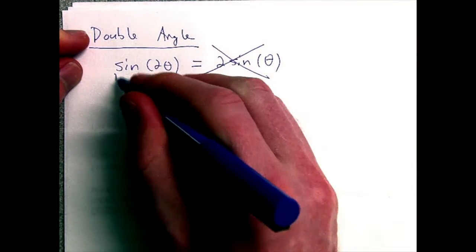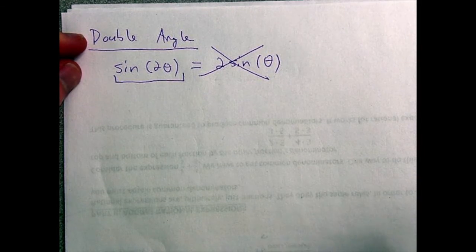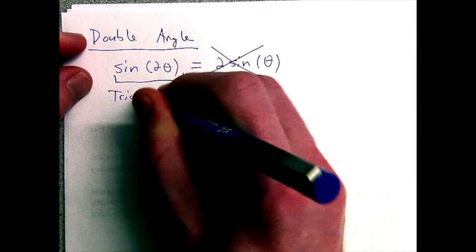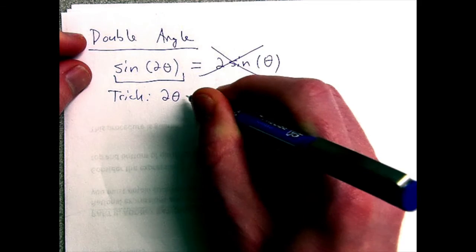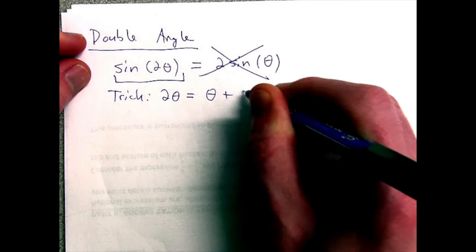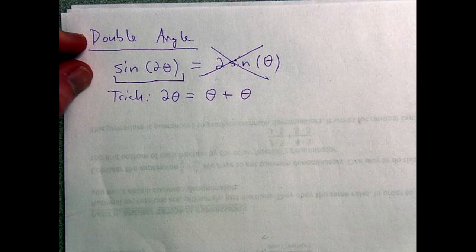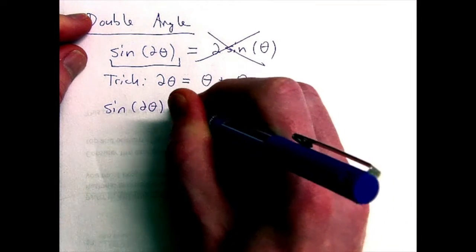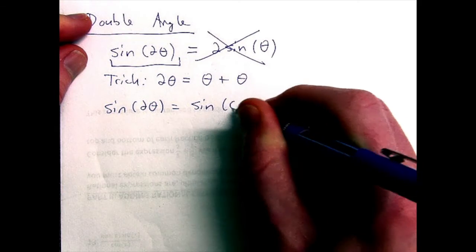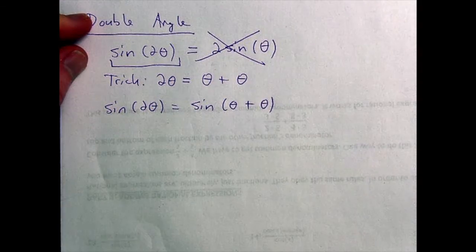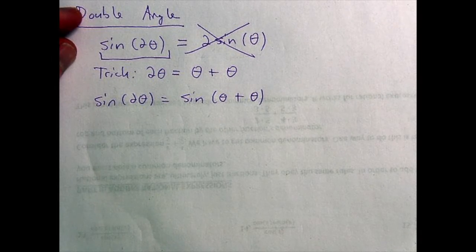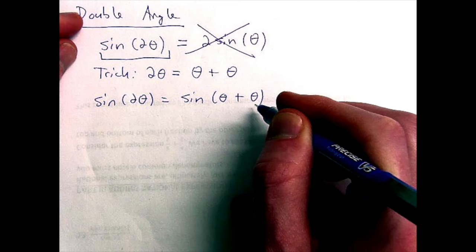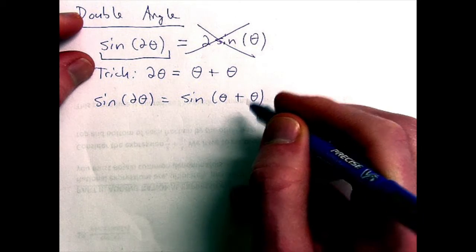So how do we find a formula for this expression, for sine 2 theta? The trick is to recognize that 2 theta is the same thing as theta plus theta. That's the big idea. So sine of 2 theta, then, is the same thing as sine of theta plus theta. Why is this useful? Because we now have the sine of one angle plus another angle. We have a formula for that. Let's remember what it is.